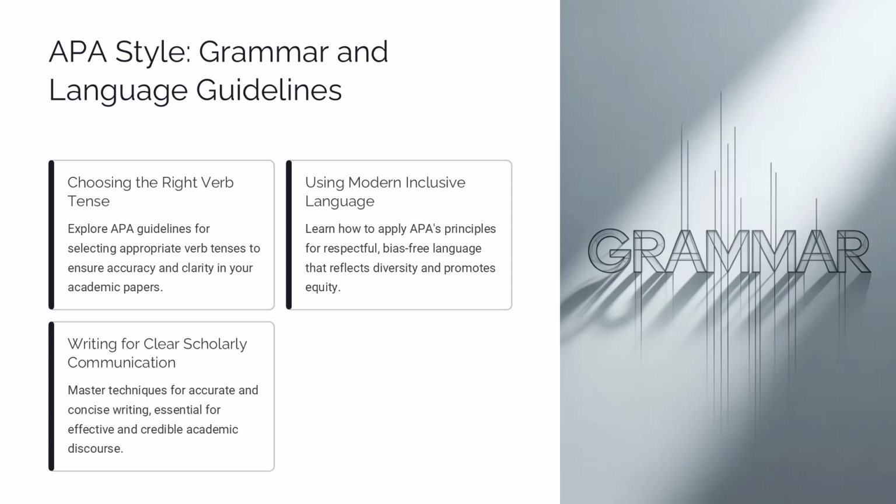By the end of this session, you'll have complete mastery of the grammar and language guidelines that ensure your writing communicates effectively while demonstrating respect for diverse communities and scholarly standards.